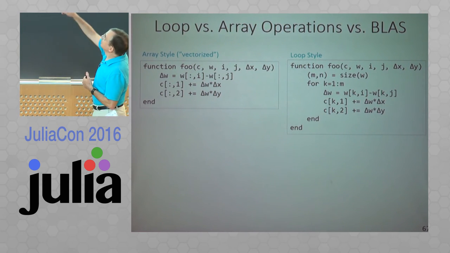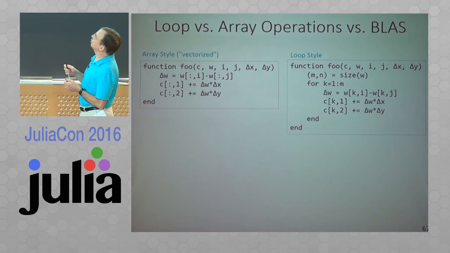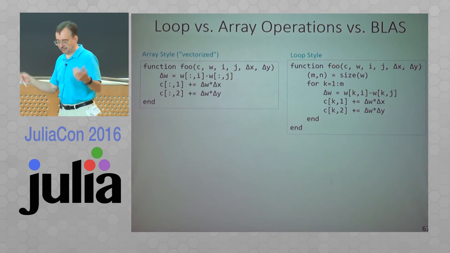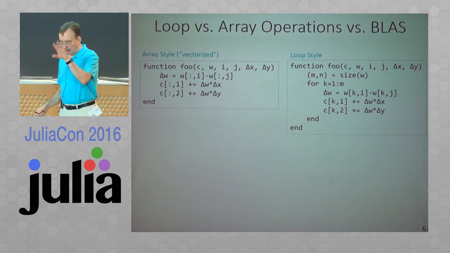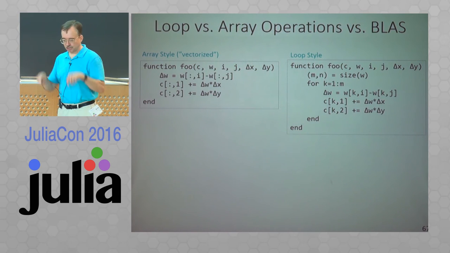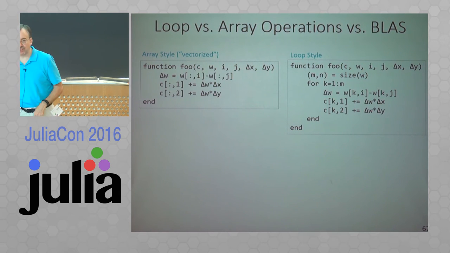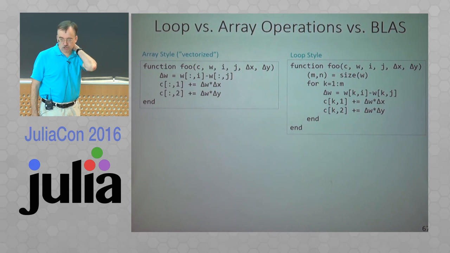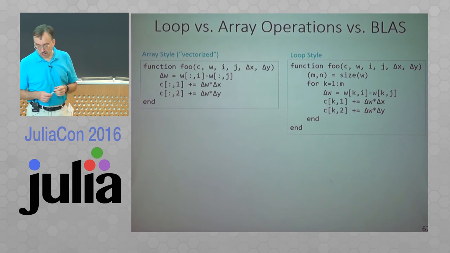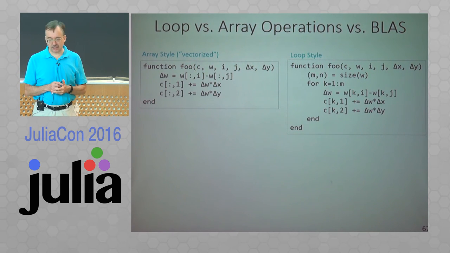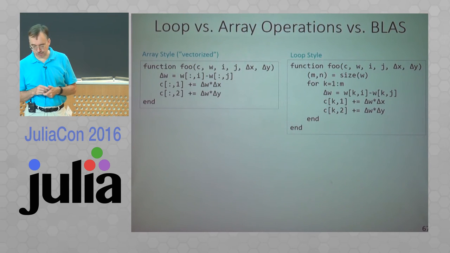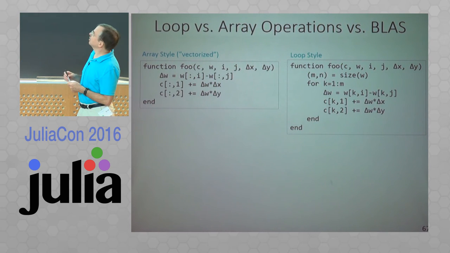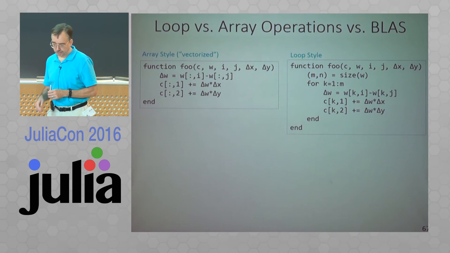So here I'm computing delta on the left. Delta W is equal to, well, I have an array W minus an array. I'm pulling one column of W minus another column. I'm doing the subtraction element-wise, and then I'm doing some plus-equals updates. The style is very convenient, and the optimization is getting a lot better about this. The gap between the array style and the loop style is getting narrower, but it's still there. The loop style is, well, good old Fortran 77, where I just write out the loop and subscripts. That is still the faster approach for the most part in Julia.